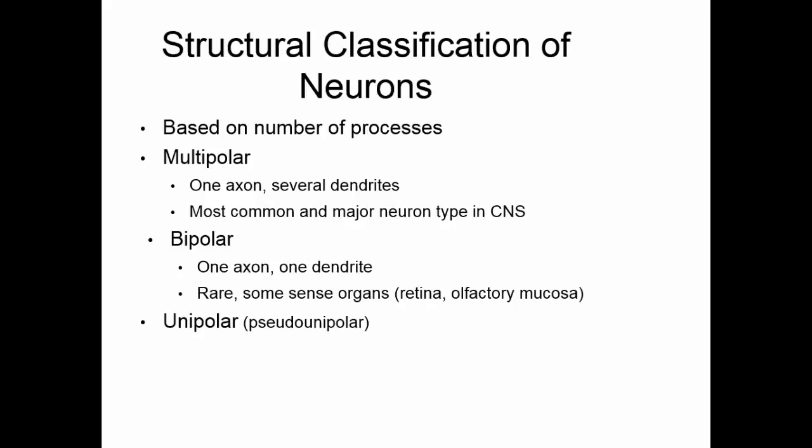Unipolar neurons are probably not truly unipolar, so they talk about them being pseudo-unipolar. They appear to have one process that comes off the cell body, but it branches to an axon and a dendrite. It appears that the axon and dendrite are fused, but they're probably not truly fused.